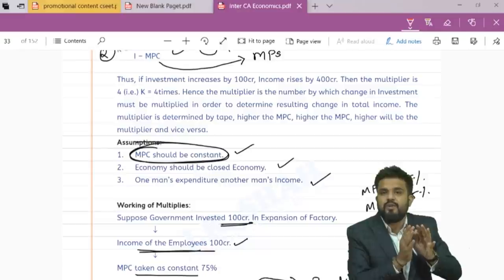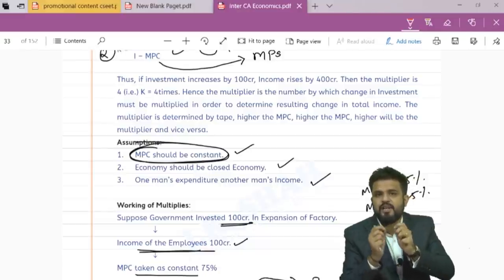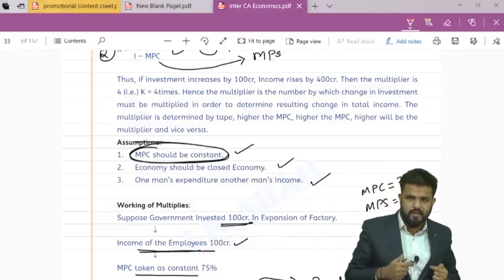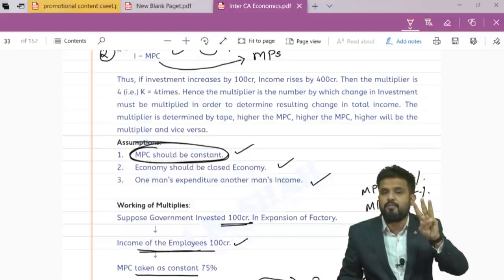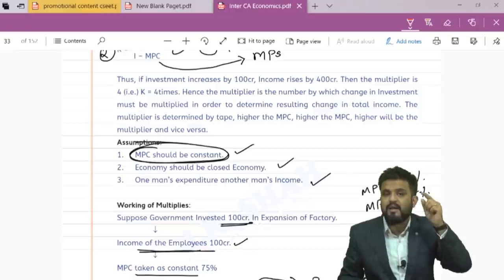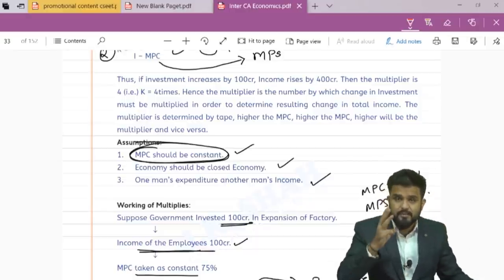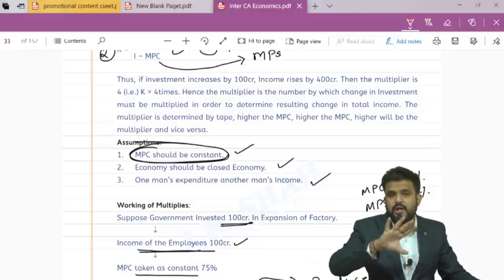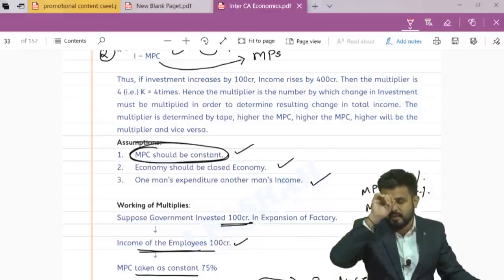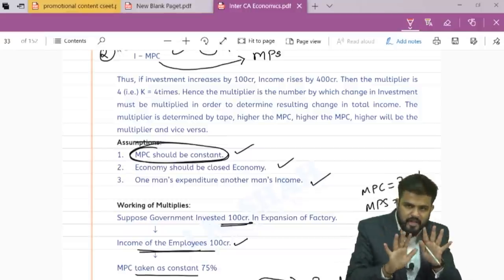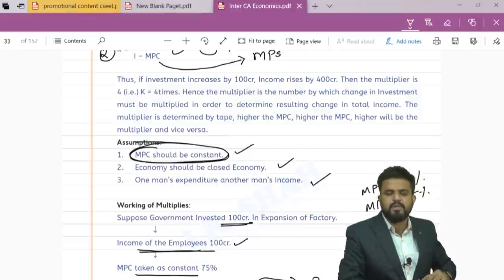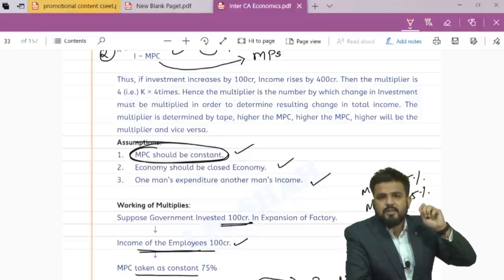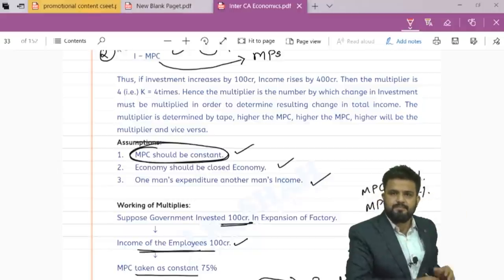Then the definition you will write: ratio of final change in income to initial change in investment. After that, three formulas: k equals delta Y upon delta I, k equals 1 upon 1 minus MPC, and k equals 1 upon MPS. Three assumptions: MPC should be constant; India is a closed economy, which means we are not talking about imports and exports; and third, one man's expenditure is another man's income.